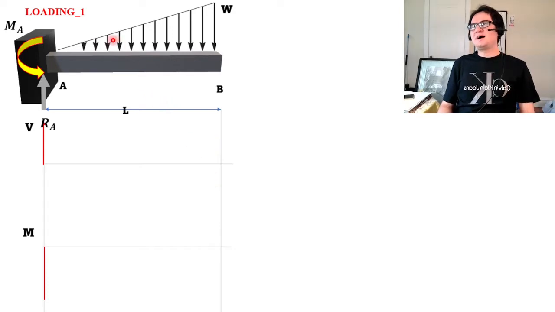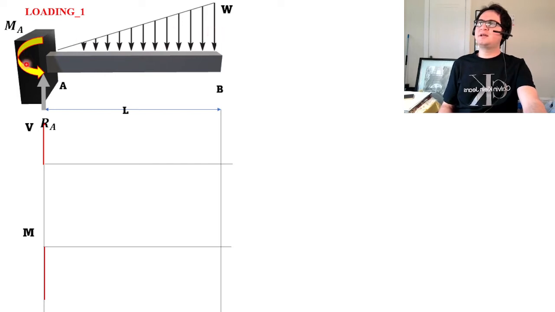Let's consider a cantilever beam with a triangular loading in different conditions. We call the first triangular loading on a cantilever beam AB with the length of L, fixed at A and free at B, loading 1. The other case is the same loading, but the bigger chunk of load is closer to the support. Let's go with loading 1 in this scenario.